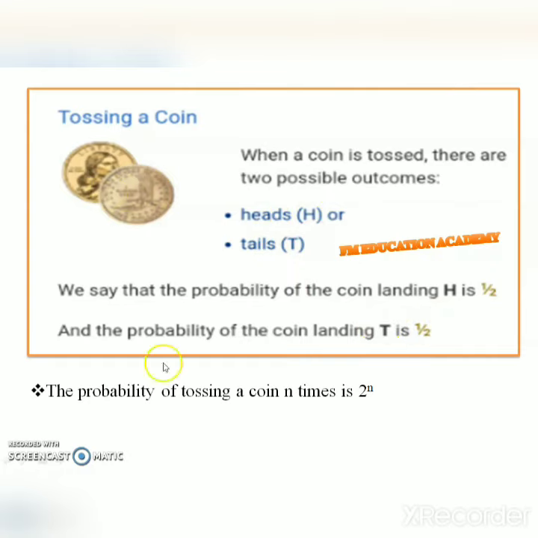So 1 by 2. Let us suppose the coin is tossed n times. N can be any value. Let us suppose the coin is tossed 5 times. Then the formula for finding the number of outcomes of a coin when it is tossed n number of times is 2 power n. Why 2? Because there are two sides of a coin. And why power n? Because power n indicates that many times we are tossing a coin, that is, flipping the coin. Tossing is also known as flipping. Suppose 5 times means 2 power 5, and similarly n times means 2 power n.